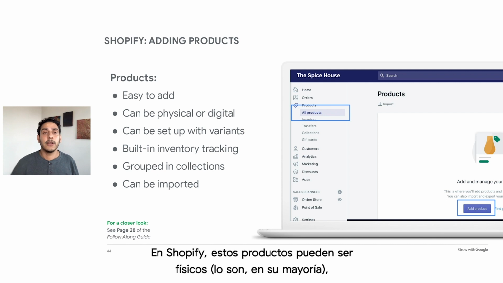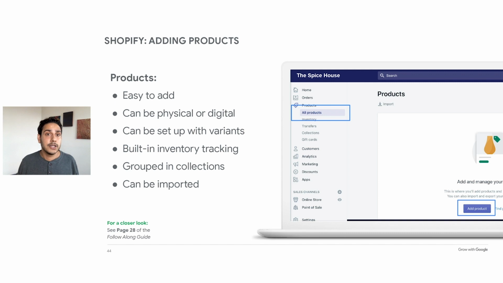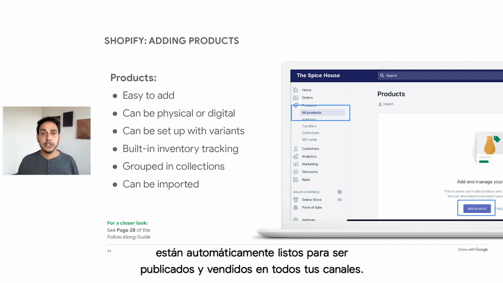And when we talk about products in Shopify, these can be physical goods. They are for the most part, but you may even sell digital products like a course or a consultation, or maybe you sell services. Regardless, you can add your products here. And the great thing is when you add your products into Shopify, they're automatically going to be ready to be published and sold across all of your different channels right away.